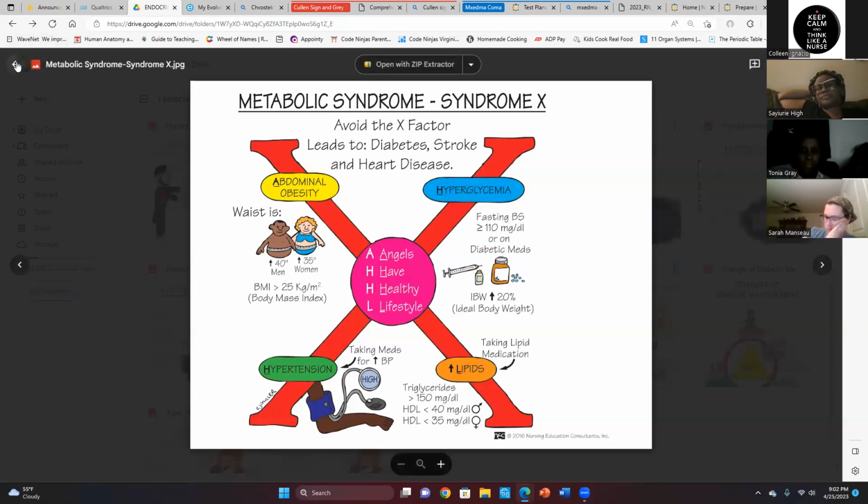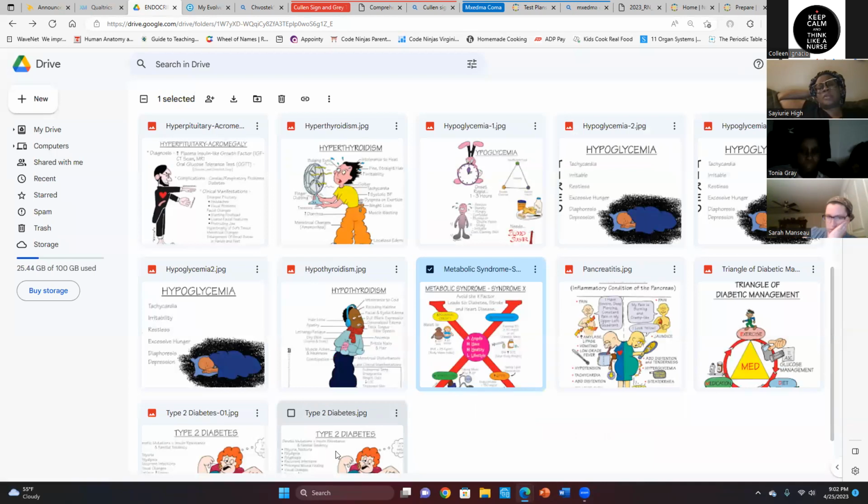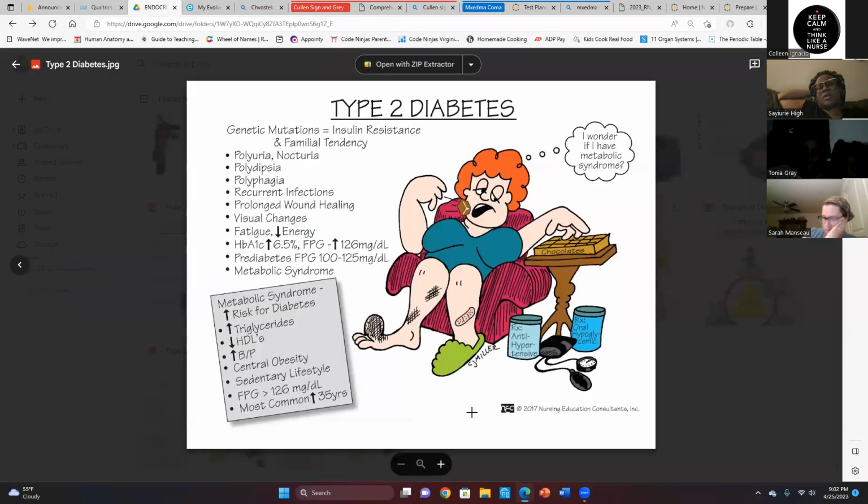And so let me show you the other lady, she's like, I wonder if I have metabolic syndrome, because she is sedentary. She doesn't have proper nutrition. She has polyuria, nocturia, polydipsia, polyphagia, reoccurring infections, right? Especially those UTIs, yeast infections, vaginal infections, visual changes, the blurred vision, wound healing. We know that definitely with patients with diabetes, we have to watch out for their wound healing because they're at increased risk for infection, gangrene, amputation, right? The list goes on.